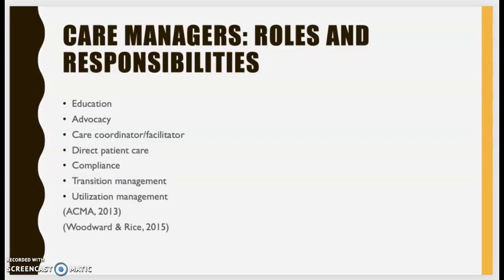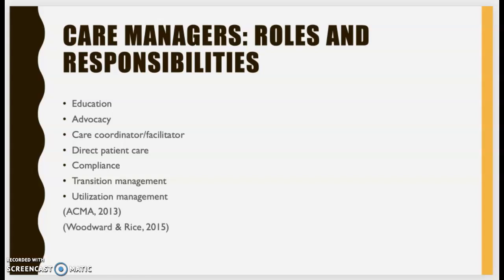I've already mentioned several of the care managers' roles and responsibilities. Care managers educate their patients and their family members. They advocate for the needs of the patient, including financial needs. They coordinate proper care through screenings and assessments, planning care, and communicating with patients and healthcare providers.